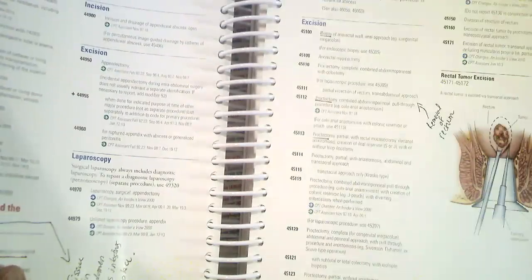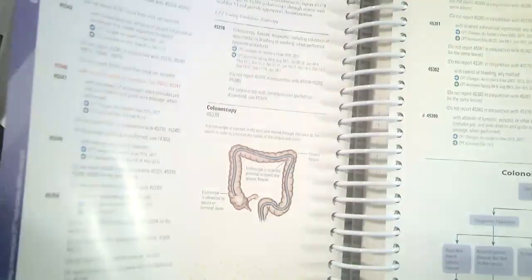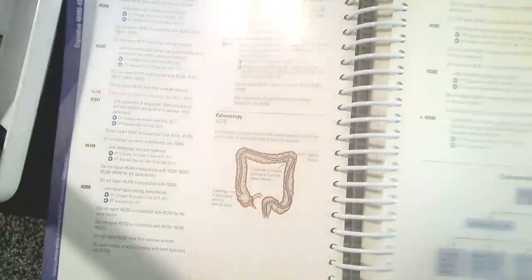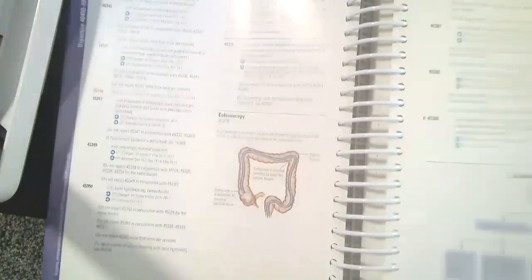Proctectomy in this section, that is the removal of the rectum, okay? That's what that means. Keep going through here. And this is also the section where we would see colonoscopies, which are going to be very, very common. Then we have laparoscopic procedures, repairs, manipulation, and another catch-all section over here.